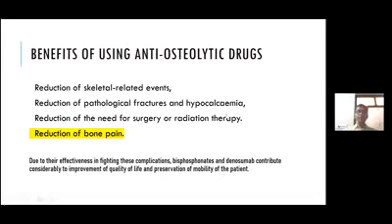So the benefits of using these two drugs are reduction in skeletal related events, reduction in pathological fractures, reduction in need of surgery or radiation therapy, and reduction of the bone pain.